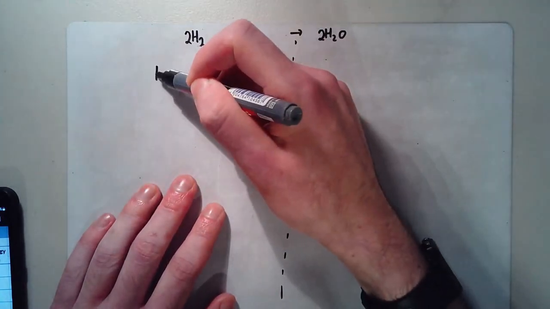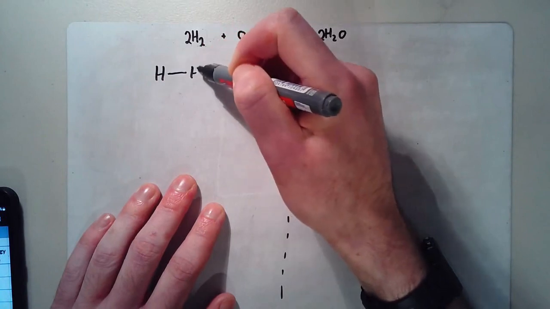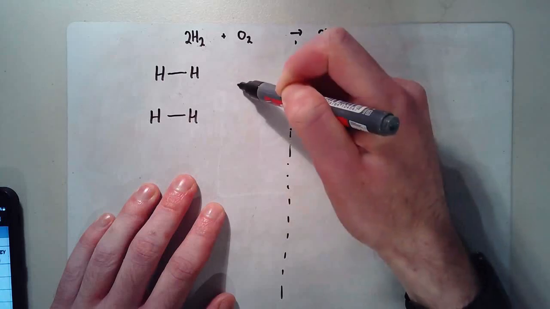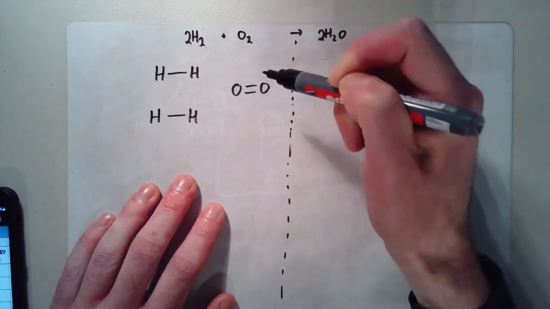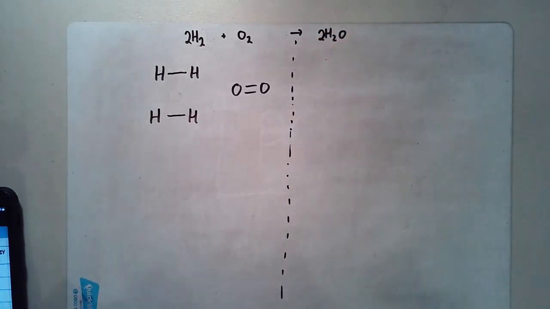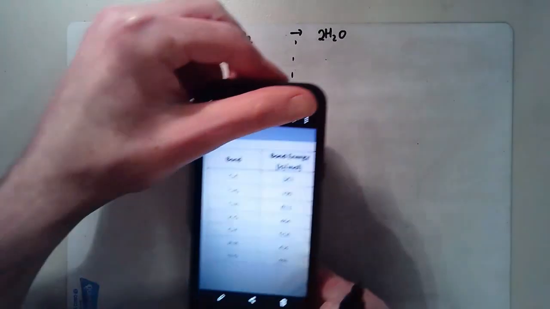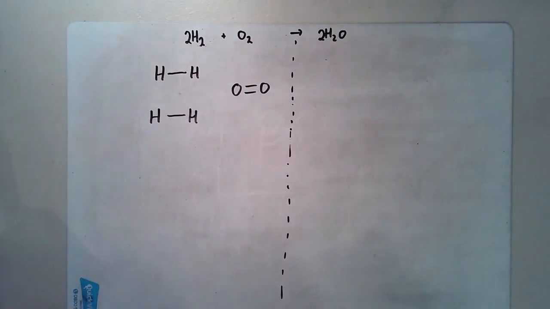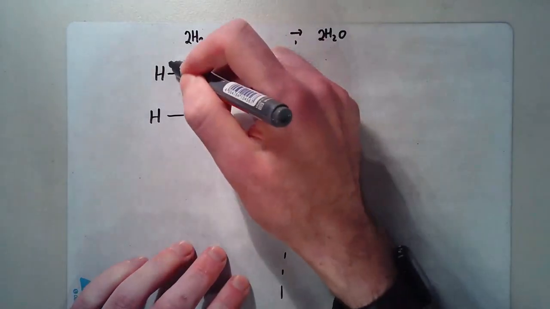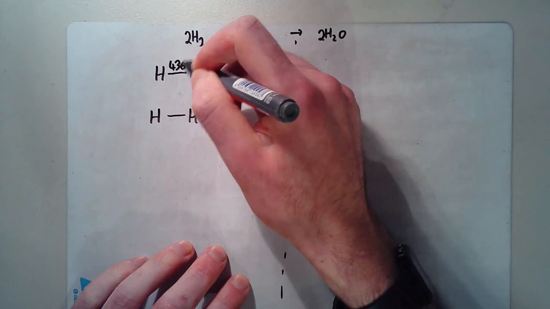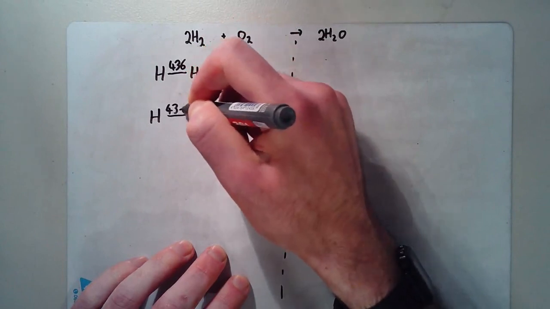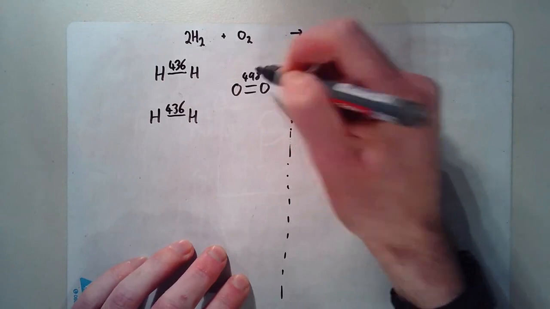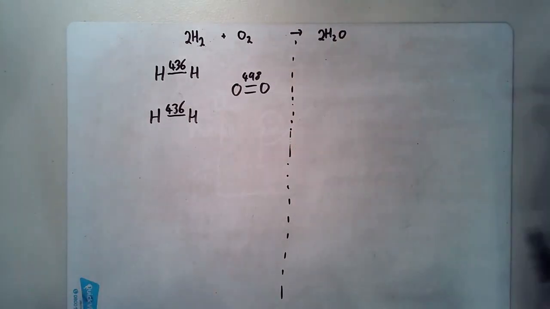I've got two of these hydrogens and one of these oxygens. Now I go back to my data table, the data table that I gave you last time, and that has all the information that you need. I check out my hydrogen. Hydrogen is going to be 436, and another 436. And over here, my oxygen-oxygen is 498. Very simply, I can just add all these numbers together.